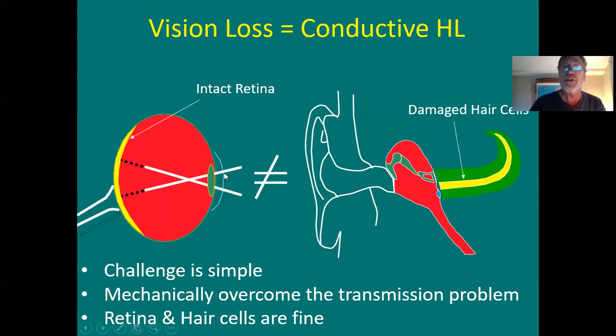So, vision loss equals conductive hearing loss. Vision loss does not equal sensory neural loss. And read what it says on this slide. The challenge is simple in vision. Mechanically overcome the transmission problem. Well, that would be the case if all hearing loss was conductive too. Because if all hearing loss was conductive, you'd have the fitting method, singular.